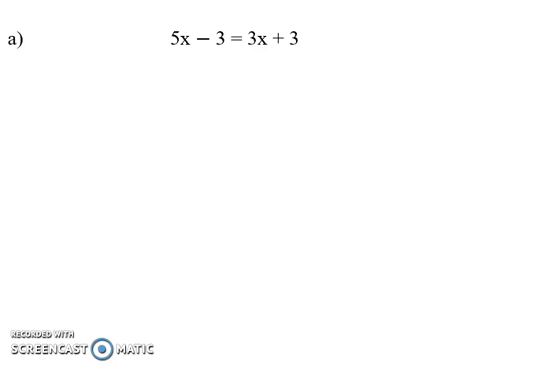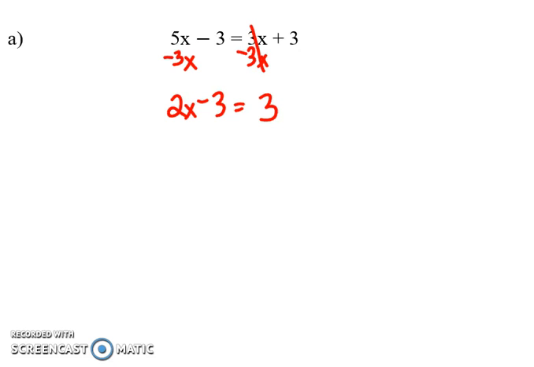Now there are multiple ways I could solve this equation. I'm going to go through just one of those. I could first subtract 3x from both sides. And I subtract it because that's a positive 3x. When I do that, 5x minus 3x gives me 2x minus 3 equals 3.